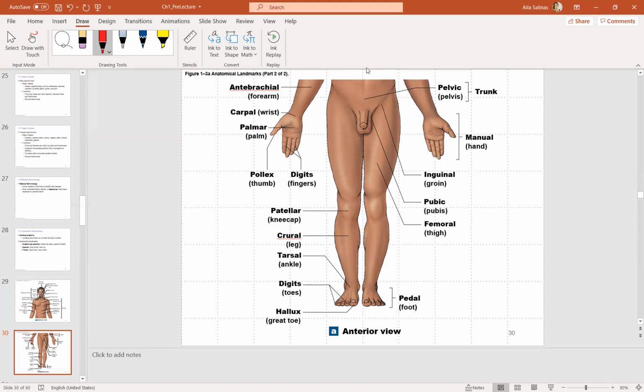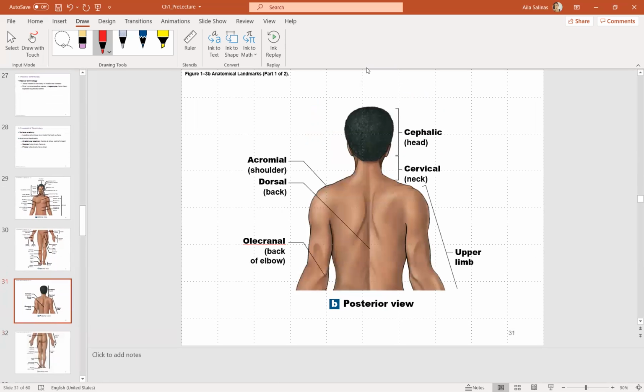Pelvic or pelvis. Femoral refers to the thigh. So in this course, we are not calling it arm or forearm or thigh. We are calling it brachial, antebrachial, or femoral. Here we have the patellar region, the kneecap. The crural refers to the leg, tarsal to the ankle, digit to the toes, hallux to the great toe, and pedal for the whole foot.